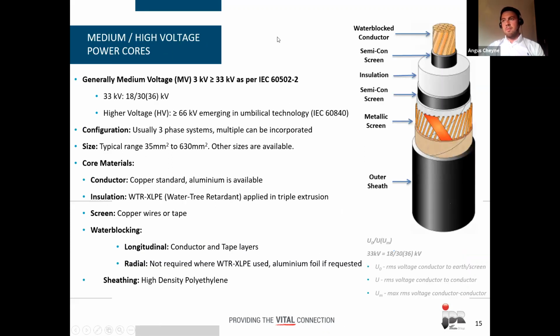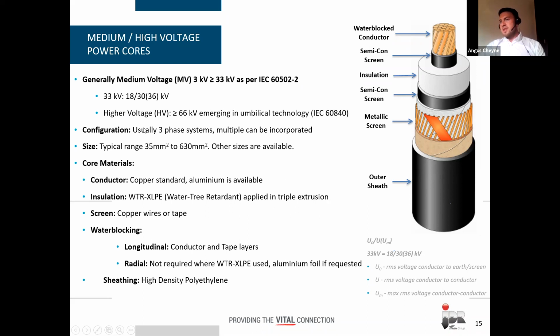So we're looking at medium and high voltage power cores. When we say medium voltage, this would be anything between 3 kV and 33 kV. And then higher voltage is anything above 33 kV. So generally that would be up to 66 kV, which we're beginning to see emerging in umbilical technology, but most often umbilical power cores are within the medium voltage range.